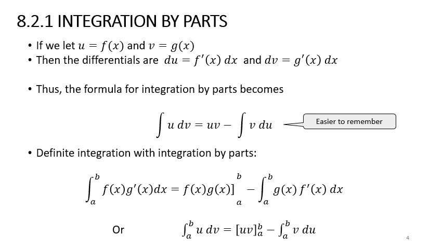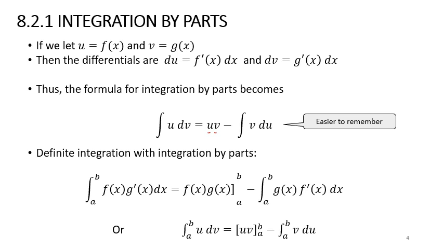Thus, the previous formula for integration by parts becomes the integral of u dv, that is the integration of u with respect to v, equals the product of u and v minus the integration of v with respect to u, v du. So this one is easier to remember compared to f x, g prime x, all those, a lot of brackets. But it's the same formula actually, it's just a simplified version.